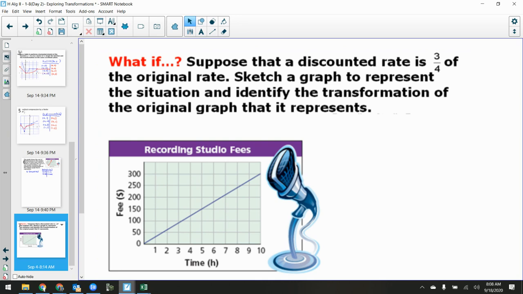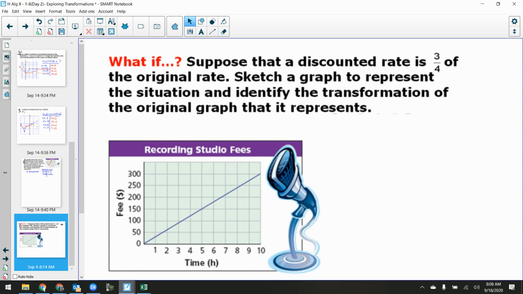Looking at the graph, I've got recording studio fees. The dependent variable is the actual fee. The time is my independent variable, my X value along the X-axis. But it says, suppose that a discounted rate is 3/4 of the original rate. 3/4 of the original rate.